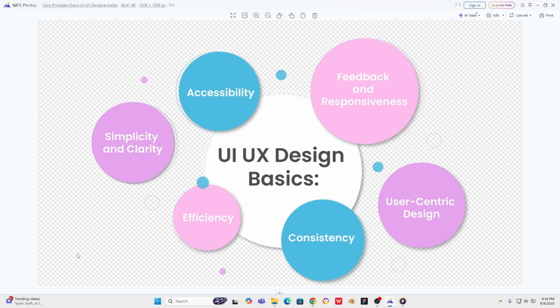Fundamental UI/UX design principles. Effective UI/UX design is guided by a set of core principles that prioritize the user at every step. User-centered design, empathy. Designers must understand the user's needs, behaviors, and motivations through research and testing.